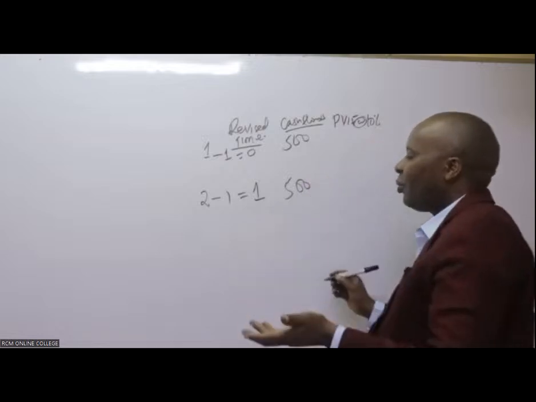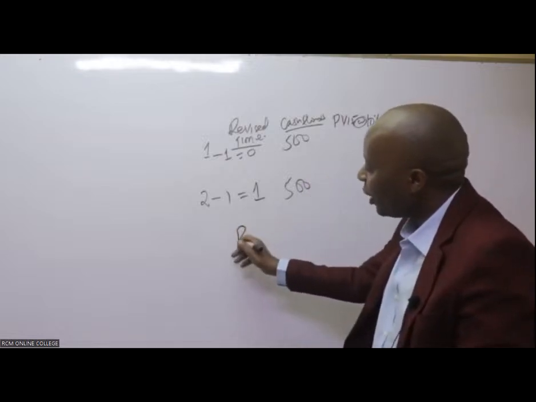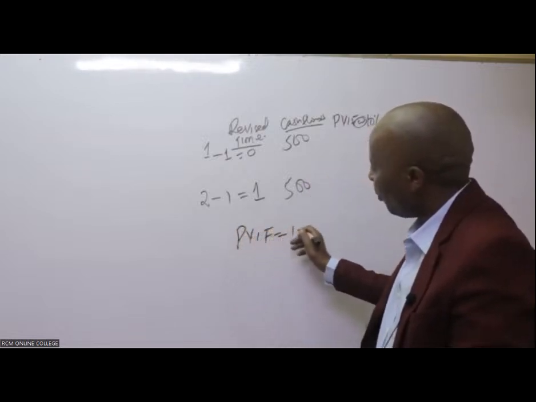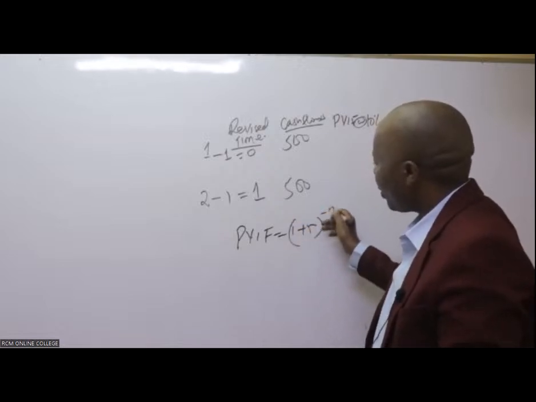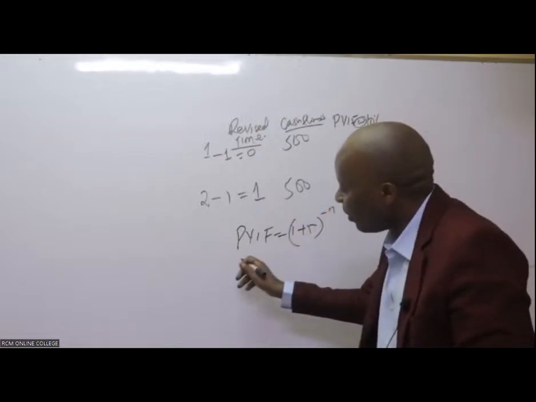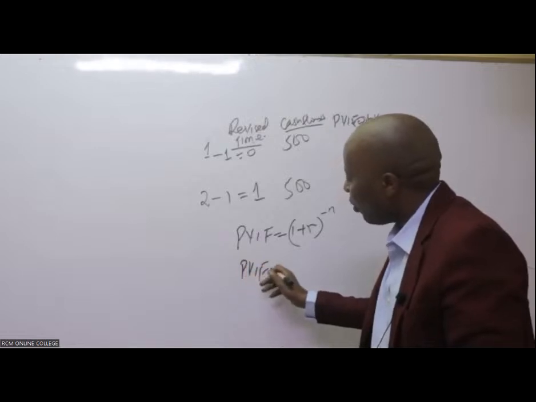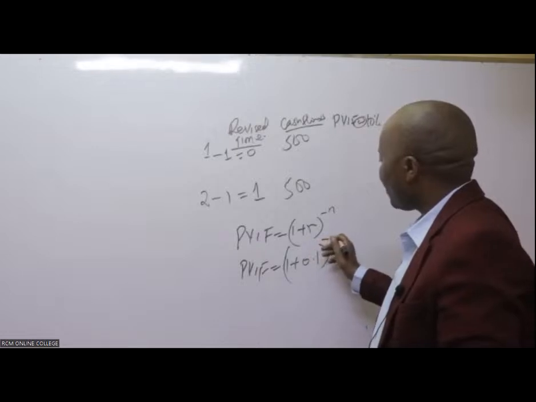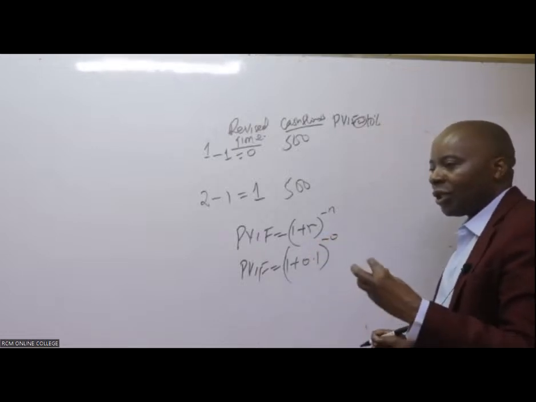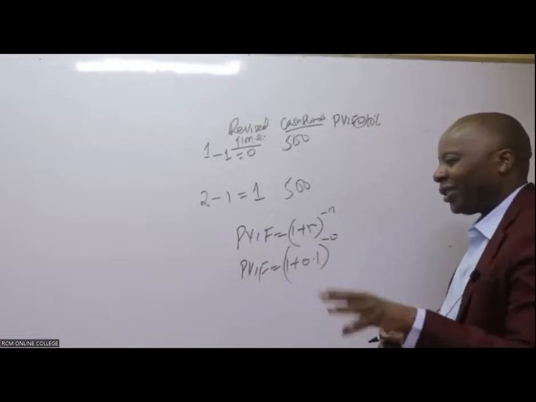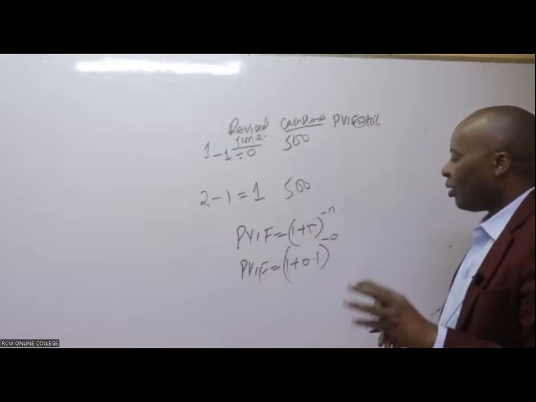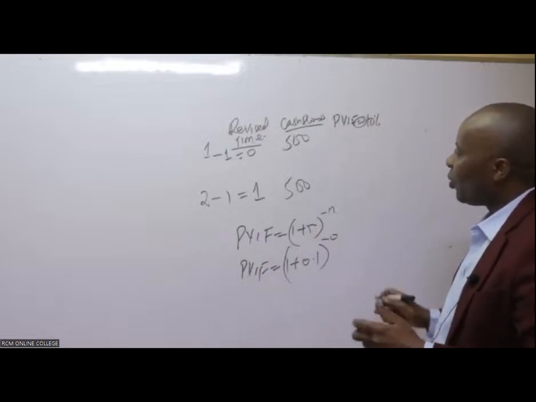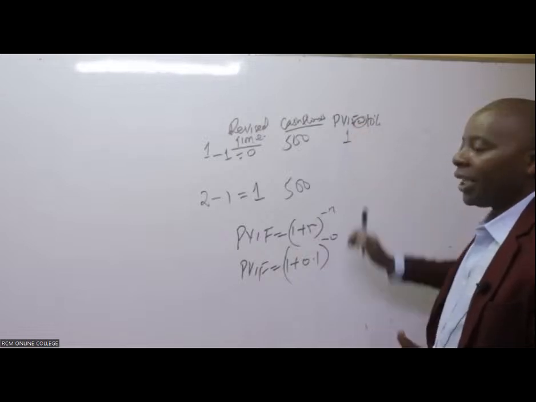You can even use the formula. We know the PVF formula is 1 plus R raised to negative n. So PVF here will be 1 plus R, which is 0.1, raised to negative 0. Don't write anything, just give me the answer. 1 plus 0.1 raised to negative 0 gives me what figure? Somebody there gives me 1.